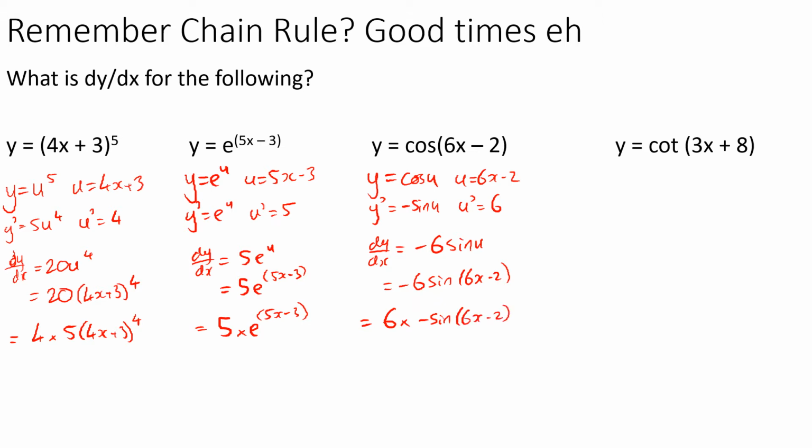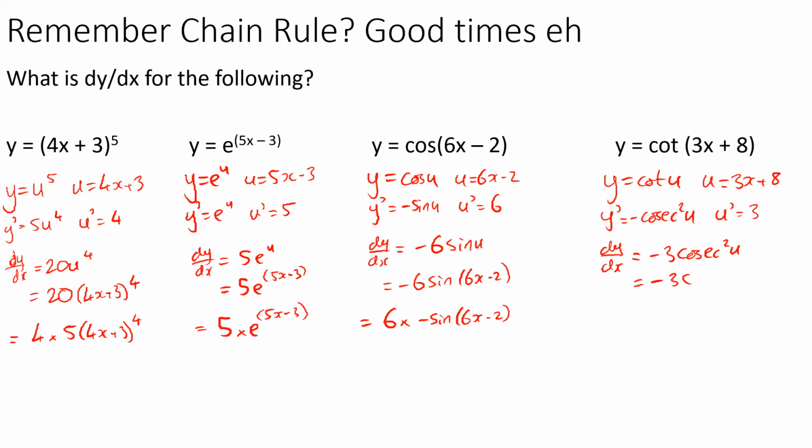And then the last one we've got here is y equals cot of u, which we just introduced in the previous slides. The differential of cot u is minus cosec squared u. I don't expect you to learn that just yet because it is one of those that's given to you in the formula book, but just be aware it exists. Dy dx is therefore minus 3 cosec squared u, which is minus 3 cosec squared of 3x plus 8. And again, I'm just going to split that up into 3 times minus cosec squared 3x plus 8.